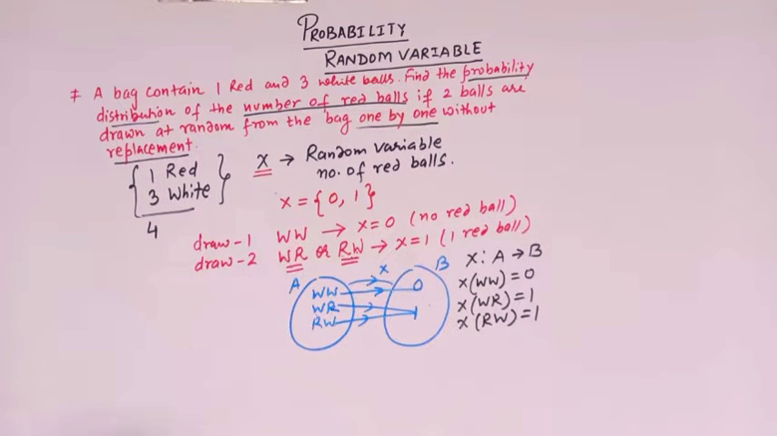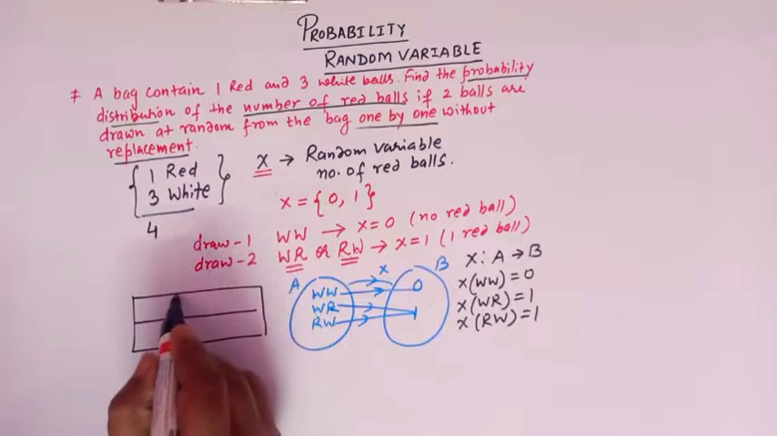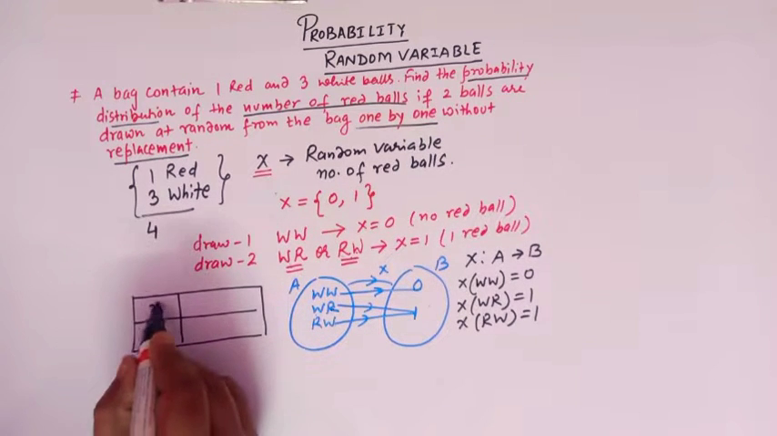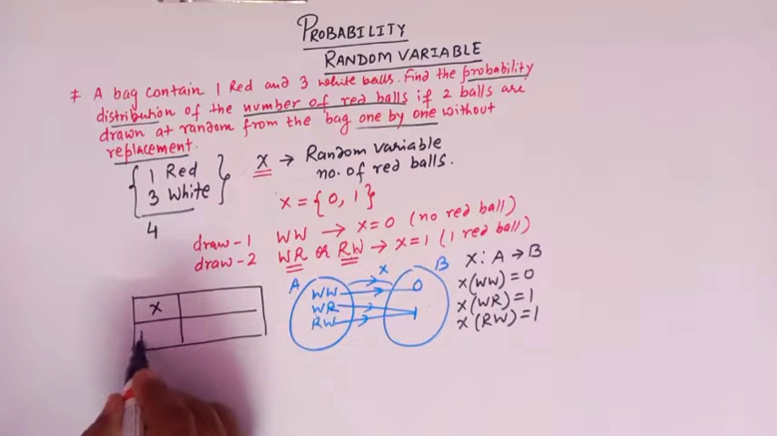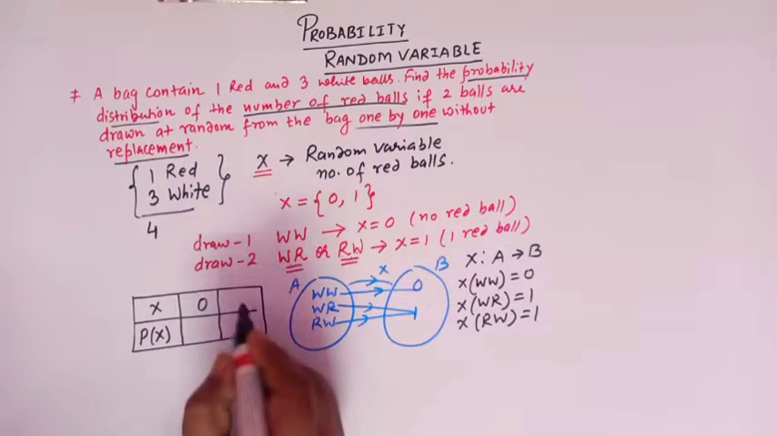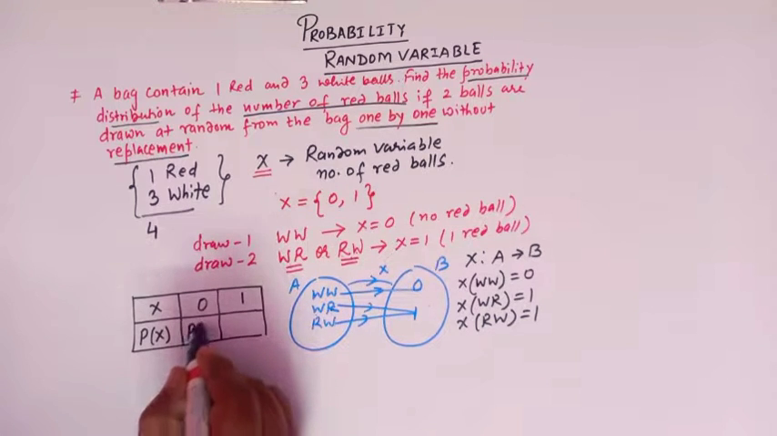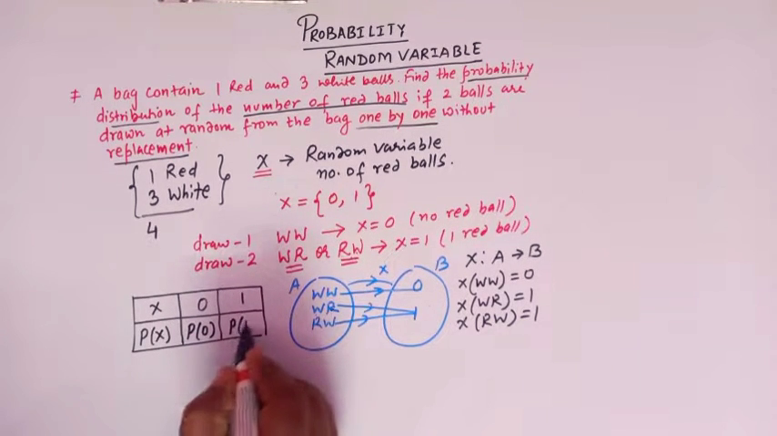Okay, so now this is the situation, and now we have to find the probability distribution of this random variable x. So for this, what we will do, we'll prepare a table, and here in the first row we have the random variable x, and in the second row we have the probability of the random variable x, right? So here we have x is equal to 0, here we have x is equal to 1, right? So it means here we have p of 0 and here we have p of 1.